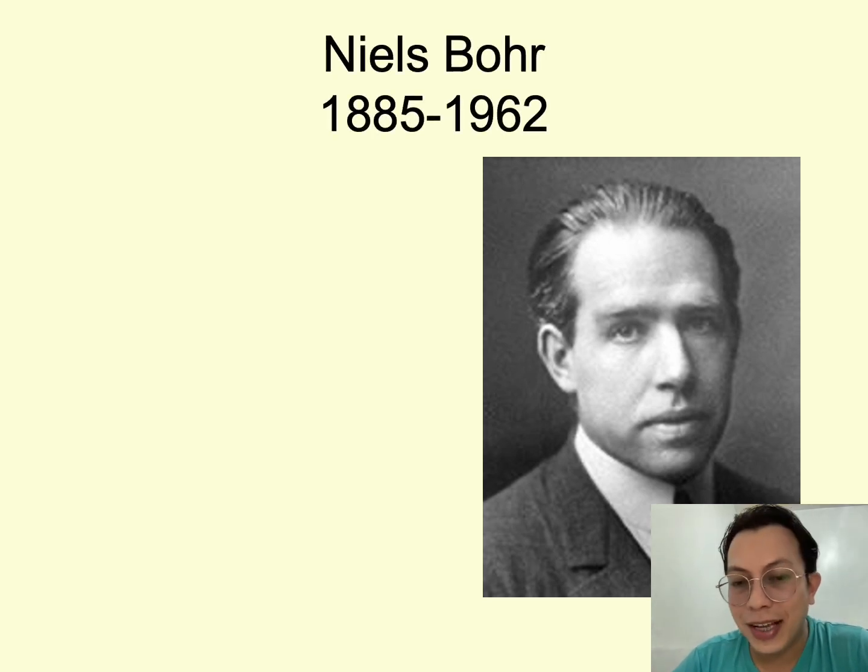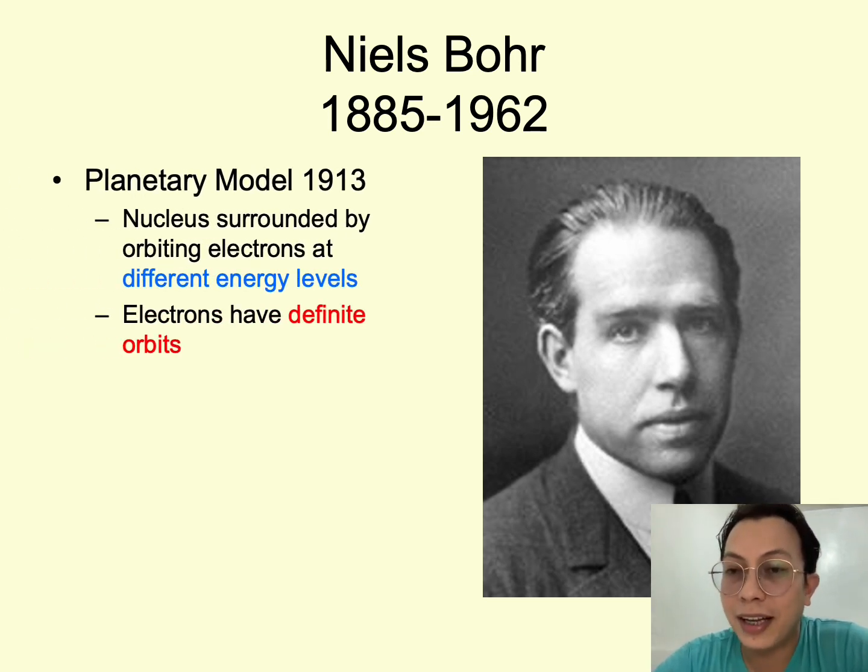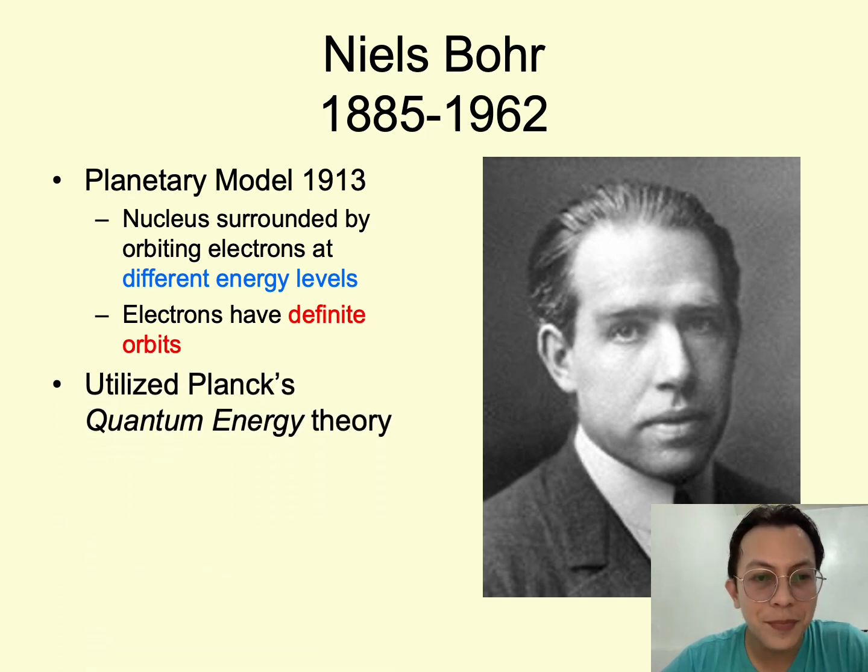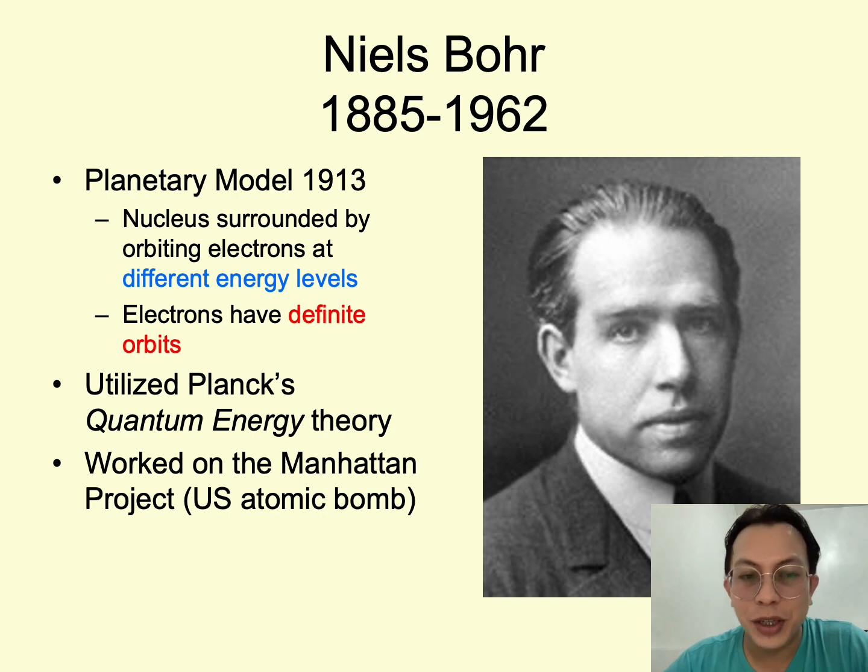And here comes another personality in the person of Niels Bohr. It was in 1913 when he proposed the planetary model. He said that the nucleus is surrounded by orbiting electrons at different energy levels. Before, with Rutherford, the electrons were a cloud or orbits outside the concentrated area, the nucleus. With Bohr, the electrons that orbit occupy a level, and we call that an energy level. The electrons have definite orbits. Bohr utilized Planck's quantum energy theory. I will not explain this in detail because this is higher physics already. But anyway, he worked on the Manhattan Project, known as the US atomic bomb.